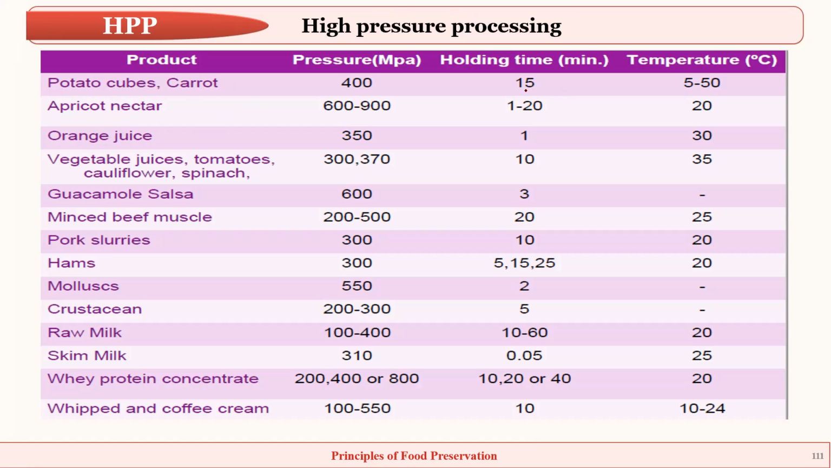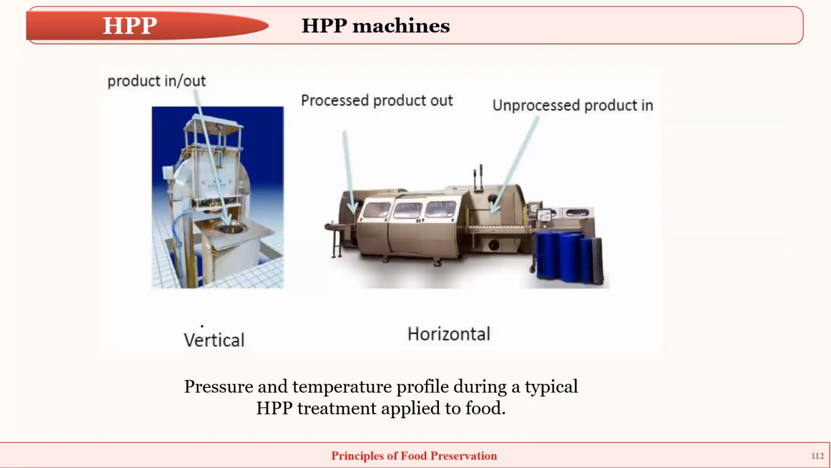Apricot nectar. So for each product, the microbial load that is given is different. For orange juice, just a holding time of 1 minute is sufficient at 350 megapascal, because the time required is very little, since orange juice is in a liquid state, and also because of the pH. If you have an acidic medium, it's very easy to achieve the required microbial load. Likewise, this has been studied for various products.